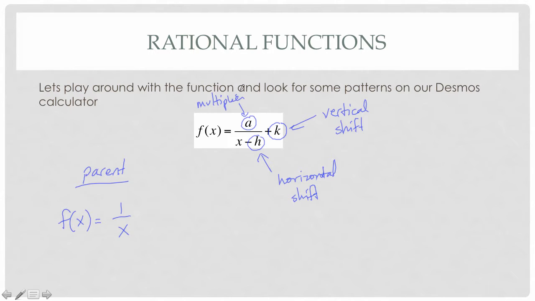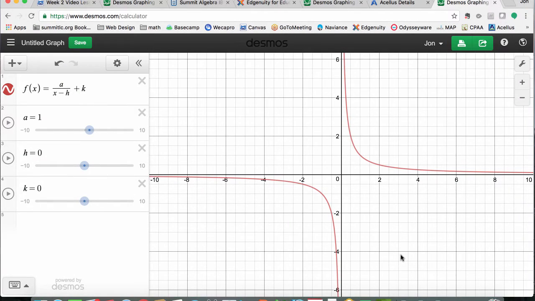All right, so let's pull up our Desmos calculator, do this function, and kind of see what trends and patterns we notice. All right, here we are, you lucky people. So I've got our function that we looked at. I made a as 1 to start with, and I have 0 and 0 for h and k, so there's no shifts horizontally or vertically. So this is our parent function.